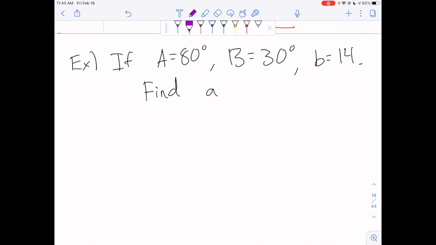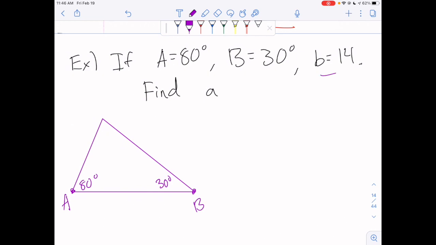So here, let's draw your triangle. You can just sketch it, right? No big deal if it's not perfectly accurate. Boom. Let's just call this my 80 degrees. So this has to be A. All right, just create your own triangle here. 30 degrees, B. My b opposite that is 14, right? So make sure to put the 14 there. And I'm trying to solve for a. Okay.